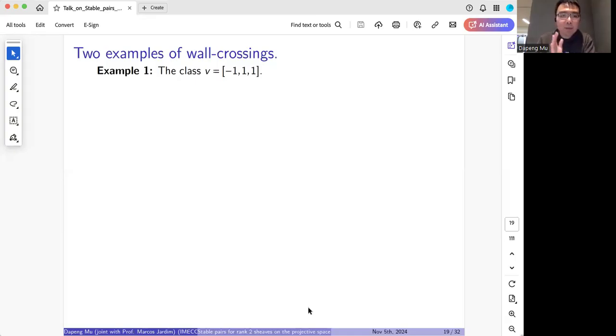Okay, let me move on to the third main result. Before that, let me show two examples to motivate this result. In the next two results, I will show the complete wall crossing pictures. The first one is the simplest example. I fixed the class to be -1, 1, 1. These are the first, second, and third Chern classes, and the rank is 2.